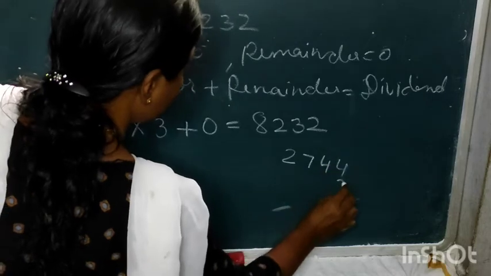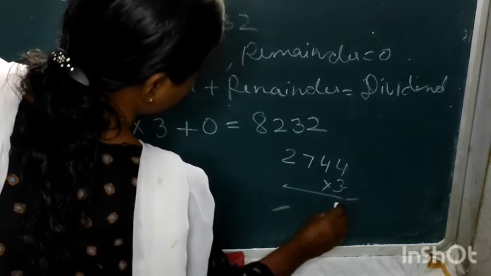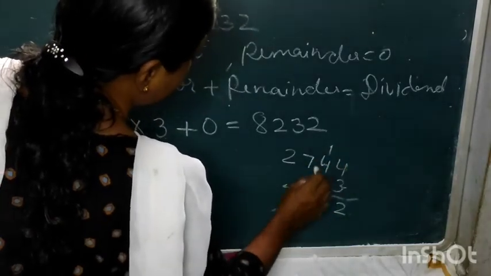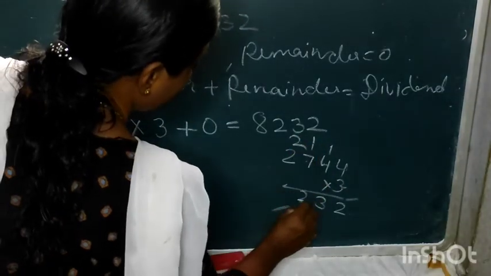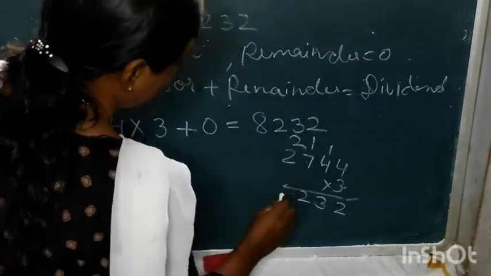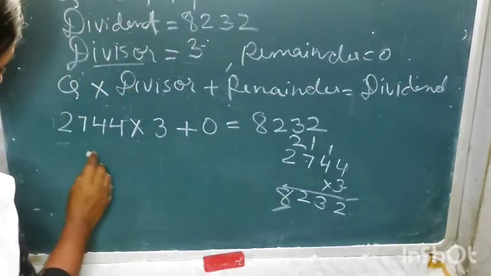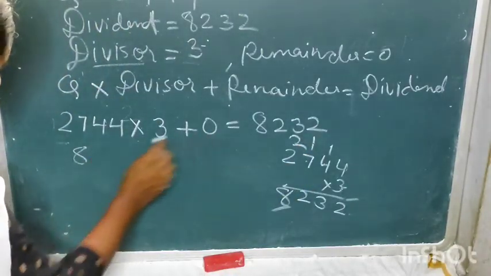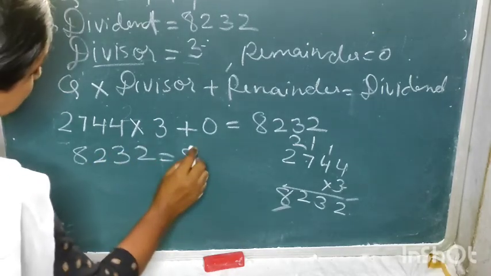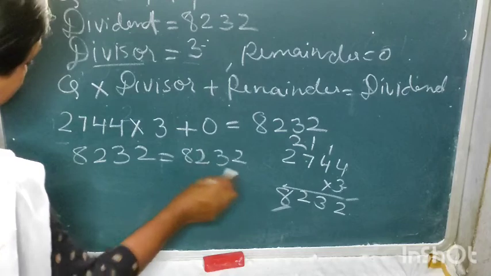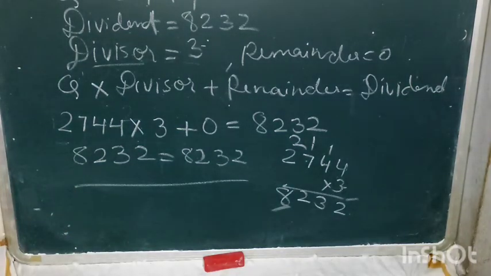So when you multiply 2744 into 3: 4 3s are 12, 4 3s are 12 plus 1 is 13, 7 3s are 21 plus 1 is 22, 2 3s are 6, plus 2 is 8. See here, we got 8232 plus 0. So our answer is correct. This is the way we check the answer.